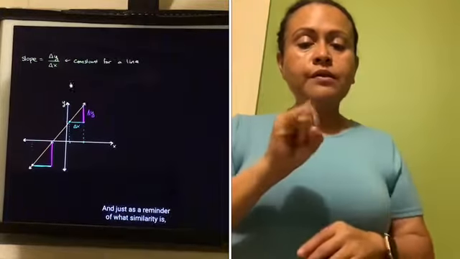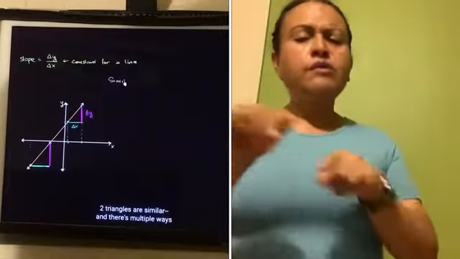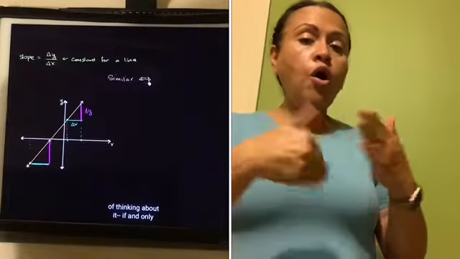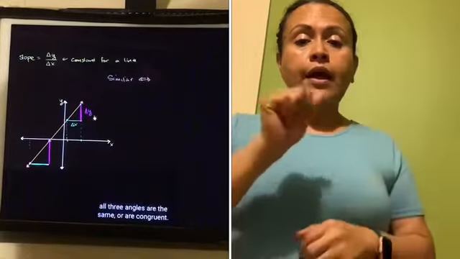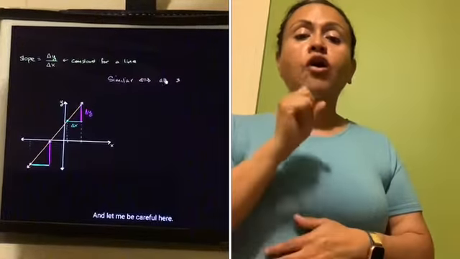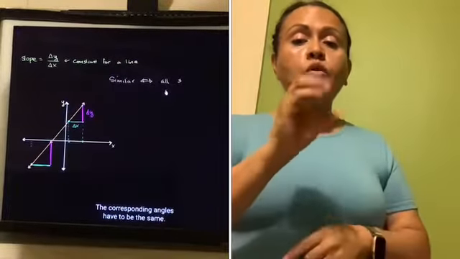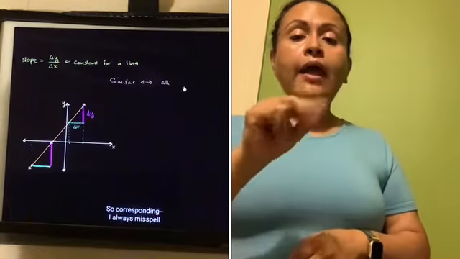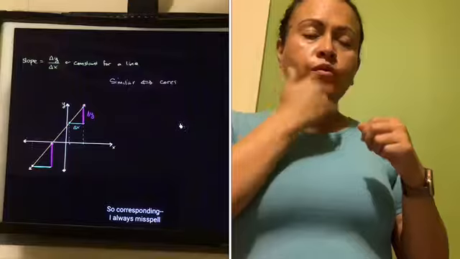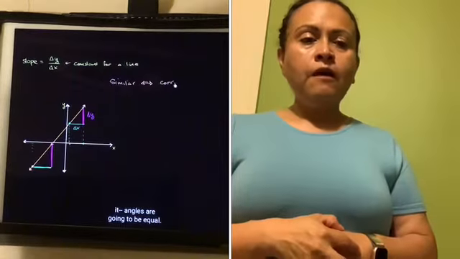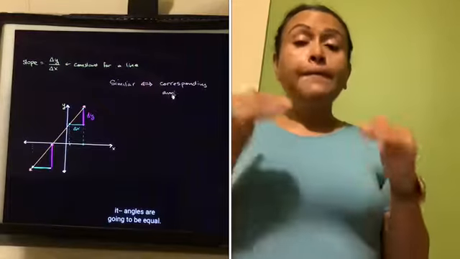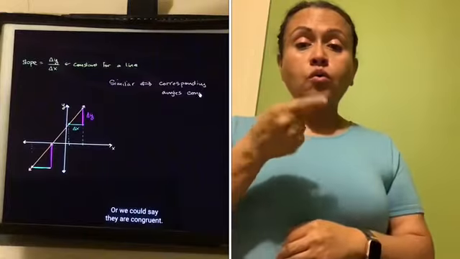And just as a reminder of what similarity is, there are multiple ways of thinking about it. Two triangles are similar if and only if all three angles are the same, or congruent. Let me be careful here, they don't have to be the same exact angle, but the corresponding angles have to be the same. So corresponding, I always misspell it, corresponding angles are going to be equal, or we could say they are congruent.